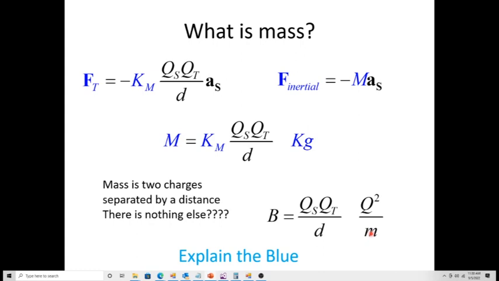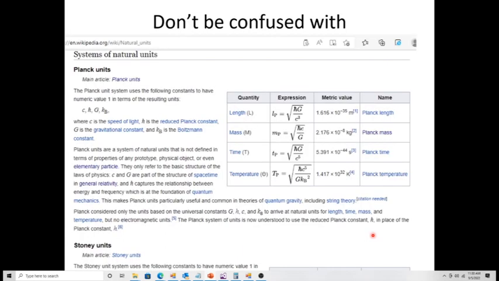Oh, and it's the blue. Again, the blue are the legacy units. And again, we're getting rid of the legacy units for natural units, where we can get rid of all these arbitrary constants of relation and just talk in terms. Because here, if you just say, well, mass is kilograms, that doesn't tell you anything. Whereas if you say mass is 2 charges separated by distance, now you have a system. Okay? But don't be confused with a system of natural units.